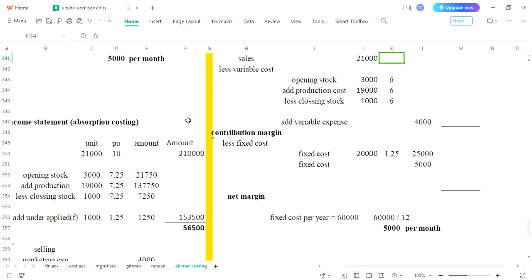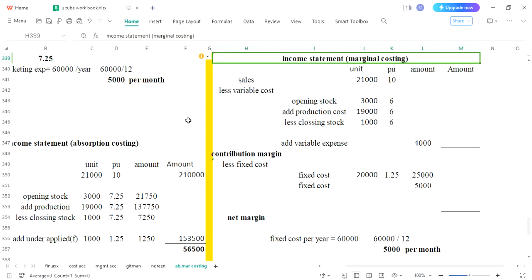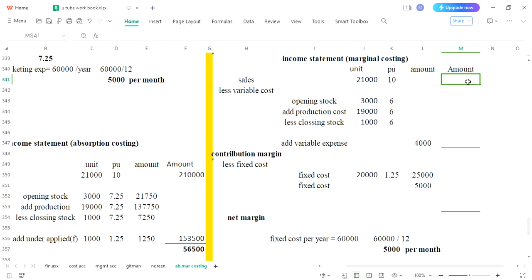Okay, so 10 is your selling price. I'm hopeful that everything is completed. Units are written over here, per unit is written over here, costs are completed. So we are now open to calculate the amounts. First we will calculate the sale. Units are 21,000. We need to multiply it with per unit, which is 10. So we have got our amount of sales.